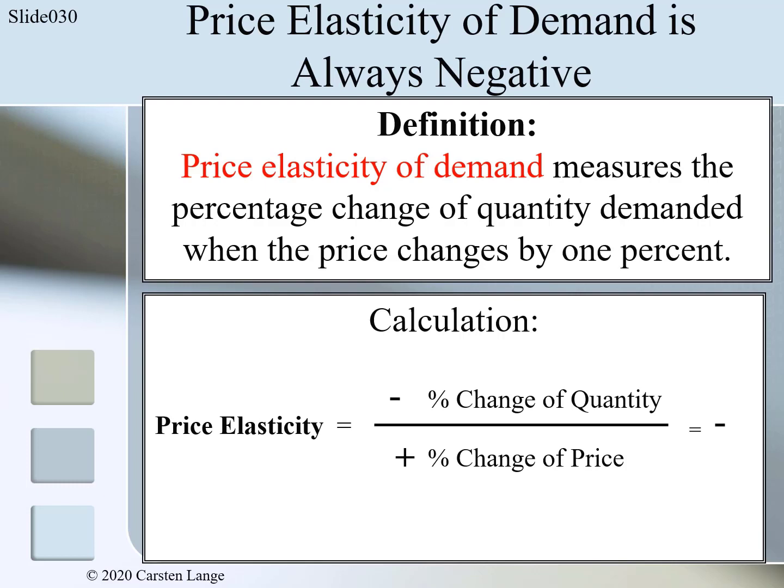What if the price change is negative itself? So the price decreases. If the price decreases, quantity demanded increases, which means that percentage change of quantity would be positive. Then we divide something positive by something negative. The result again will be negative. That is actually the reason why price elasticity of demand is always negative.